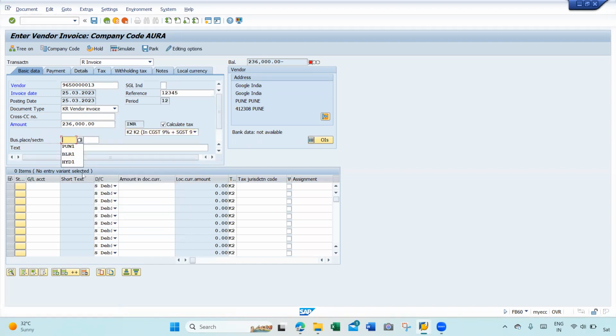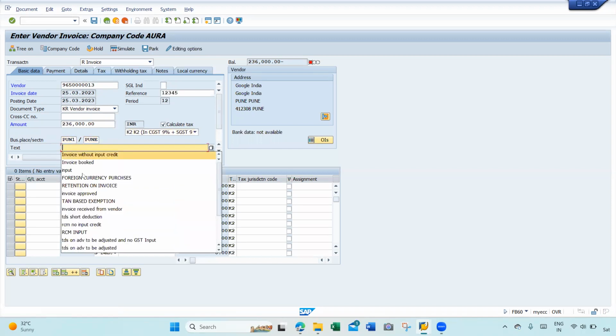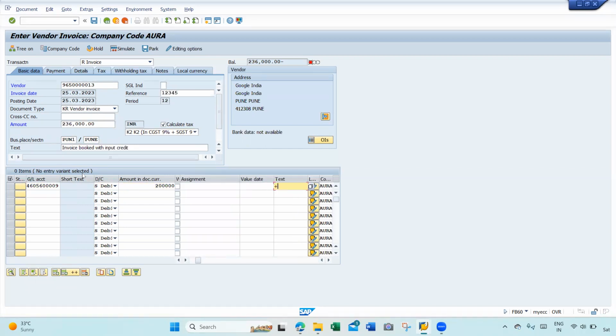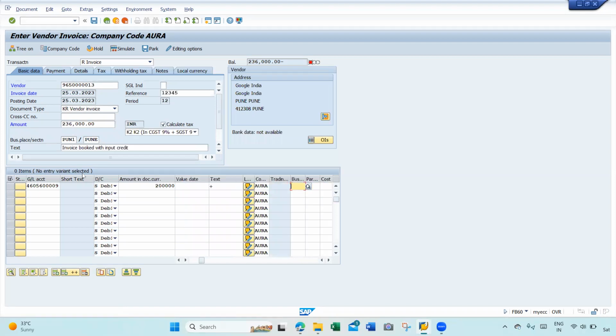Let me select the business place, business section. Okay, invoice booked with input credit. Just for our understanding, let me take some expense. 2 lakhs is the basic, and 36,000 is the GST. And here we have input credit available.